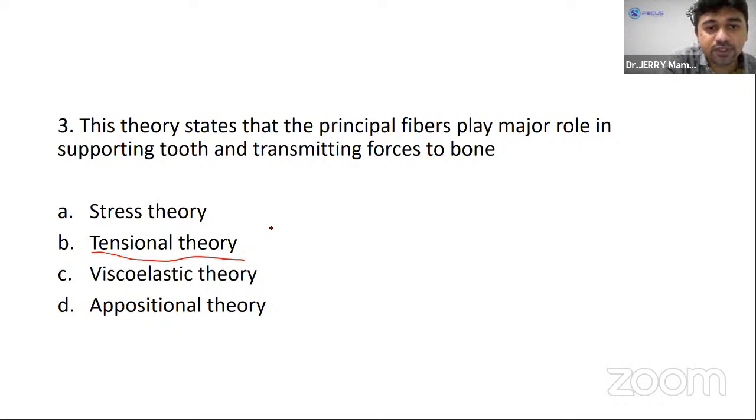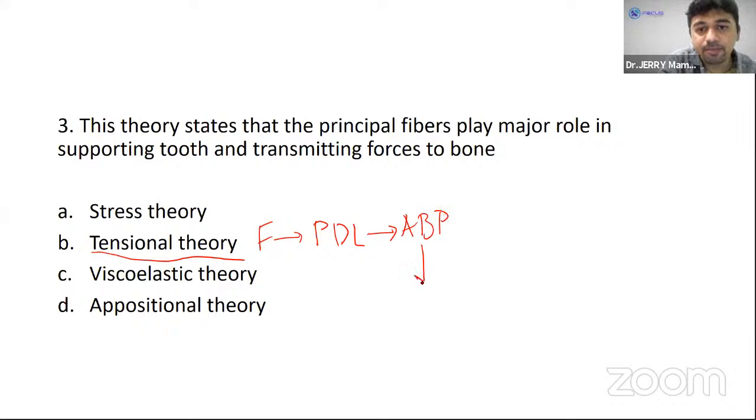So how does the force travel? When forces come, it is first transferred into the PDL, from the PDL into the alveolar bone proper or the tooth socket, and from there into the basal bone. This is the pathway of how the forces are transmitted.